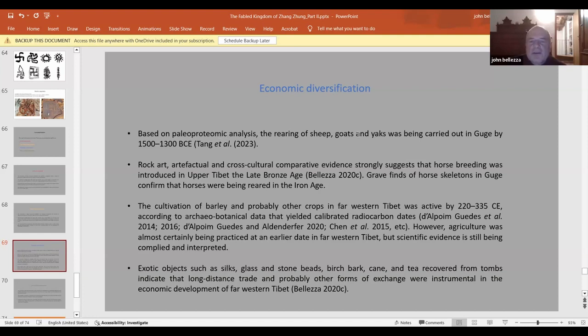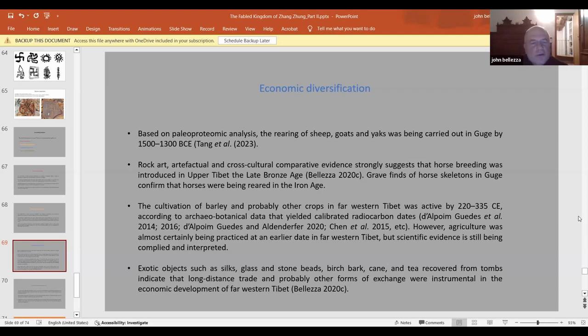Based on proteomic analysis, the rearing of sheep, goats, and yaks was being carried out in Gugay by 1500 to 1300 BCE. Rock art, artifactual, and cross-cultural comparative evidence strongly suggests that horse breeding was introduced in Upper Tibet in the late Bronze Age. Grave finds of horse skeletons in Gugay confirm that horses were being reared in the Iron Age. The cultivation of barley and probably other crops in far western Tibet was active by 220 to 330 CE, according to archaeobotanical data that yielded calibrated radiocarbon dates.